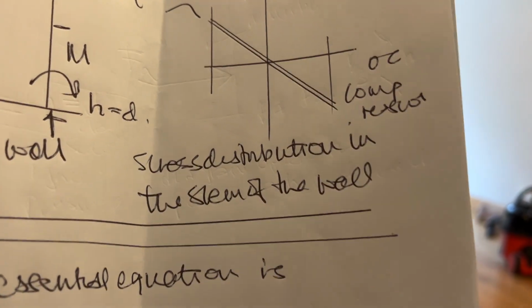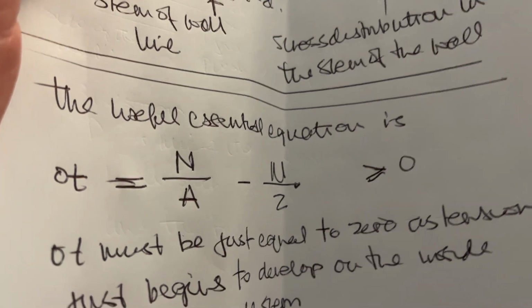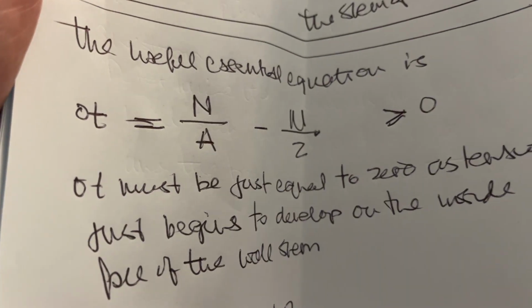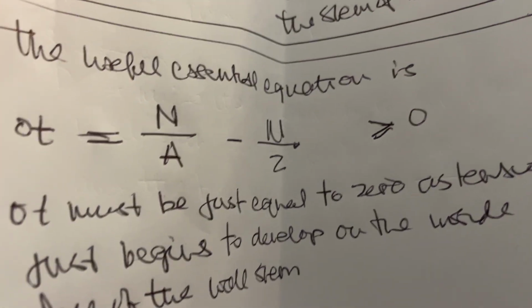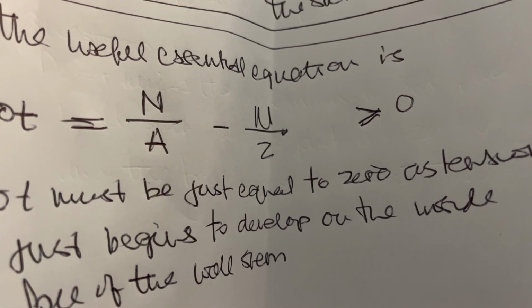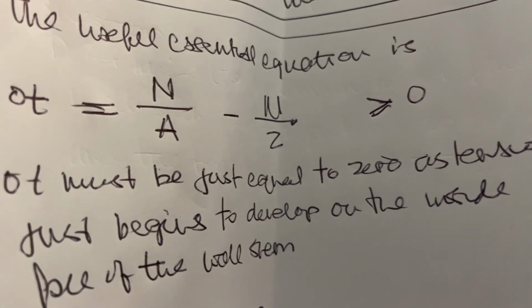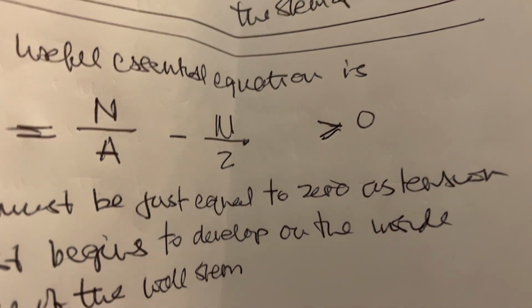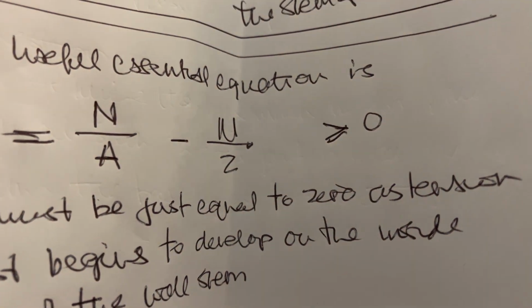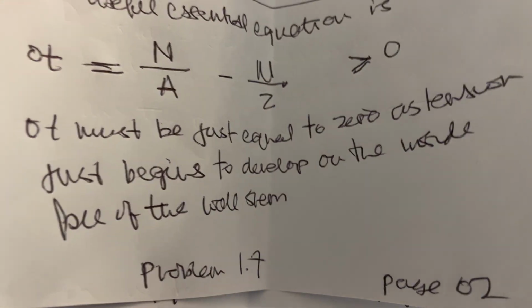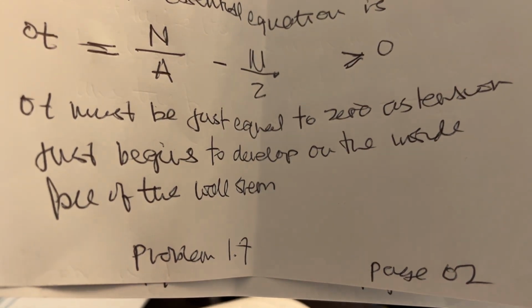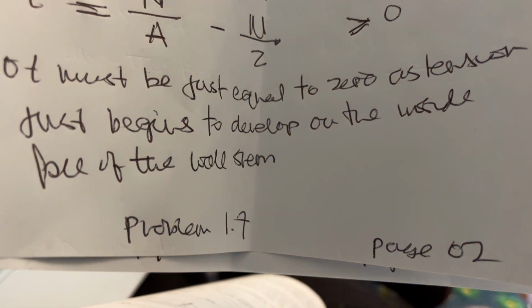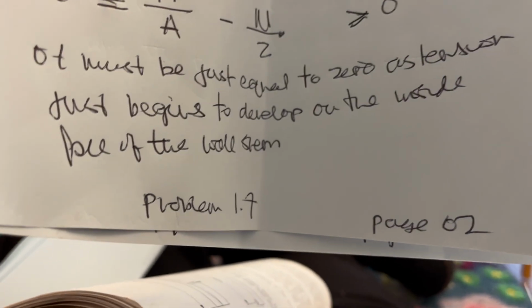Stress distribution in the stem of the wall. The essential equation is sigma T equals N divided by A minus M over Z, because there's no eccentricity, and that must be just equal to 0, because it says in the question just equal to 0. Sigma T must be just equal to 0 as tension just begins to develop on the inside face of the wall stem.